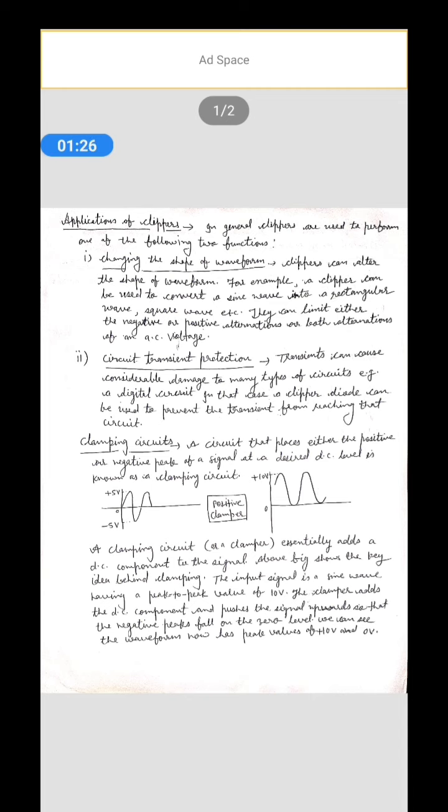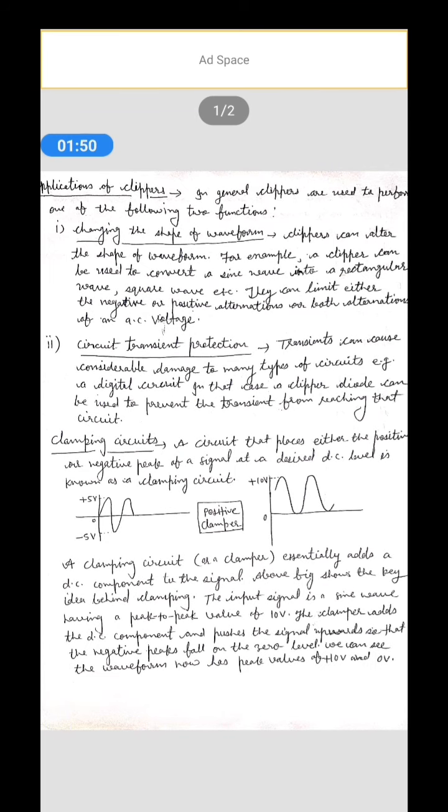What is a transient? A transient is a sudden current or voltage rise that has an extremely short duration.